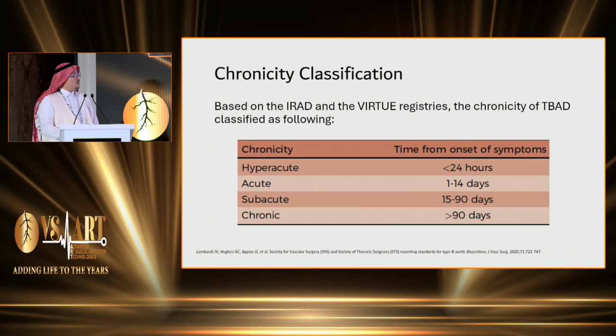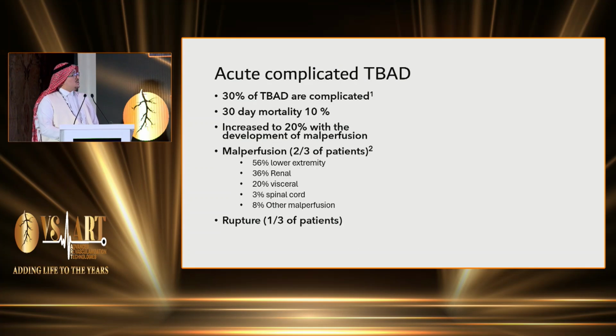When we go to the chronicity classification, there is the hyperacute, which is less than 24 hours, the acute, which is within the first 2 weeks, then the subacute, from after 2 weeks to 3 months, and then the chronic, more than 3 months. The acute complicated accounts for 30%, and the 30-day mortality is about 10%, and it goes as high as 20% when there is malperfusion.